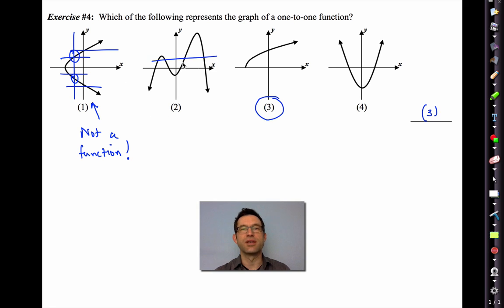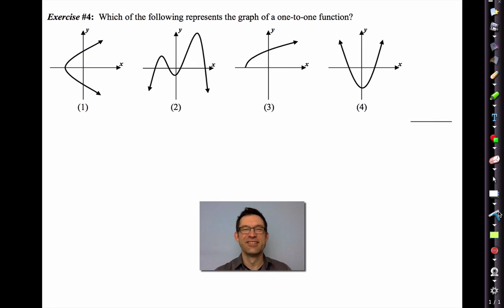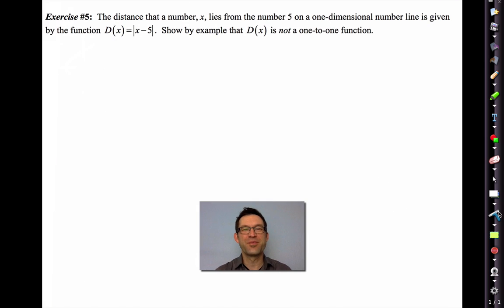All the rest of these things fail the horizontal line test. Whoops, repeated y's, repeated y's. Only choice 3 is both a function and a one-to-one function. That's a lot of lines. Anyway, I'm going to clear this out, okay? All right, let's keep going.